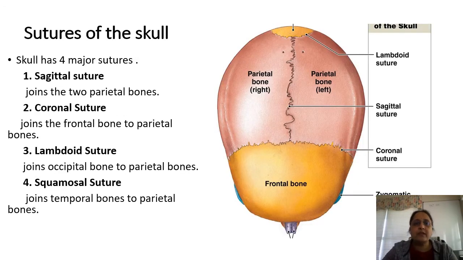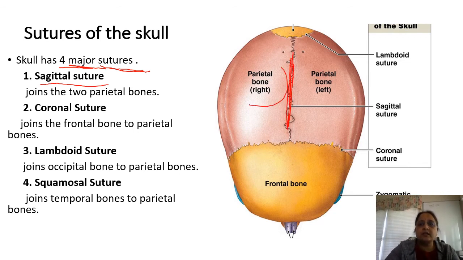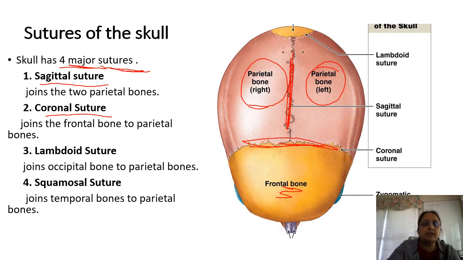So skull bones are joined with each other by means of sutures. Suture is nothing but thin lines that are joining these flat bones. There are 4 major sutures. Sagittal suture is the one that is joining the 2 parietal bones, coronal suture is the one that is joining the frontal bone to the paired parietal bones, and the lambdoid is the one that is joining the occipital to the paired parietal bones.